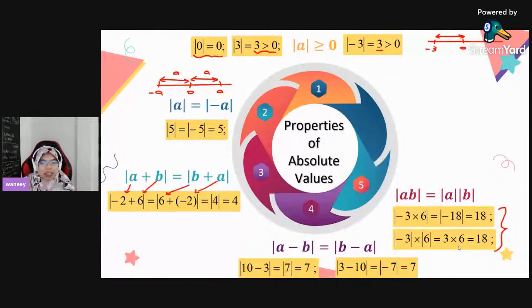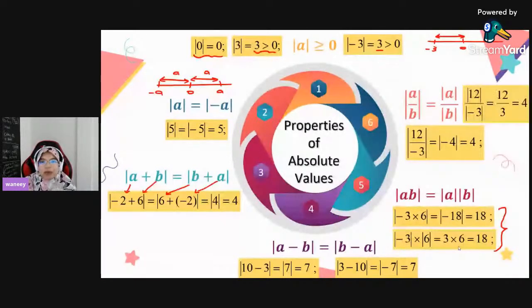I have multiplication. Now the last one will be division. If we have a division, the modulus of A over B is equal to the modulus of A over the modulus of B. So you can also separate the modulus. You can split the modulus into two as well. You can see some examples over here.